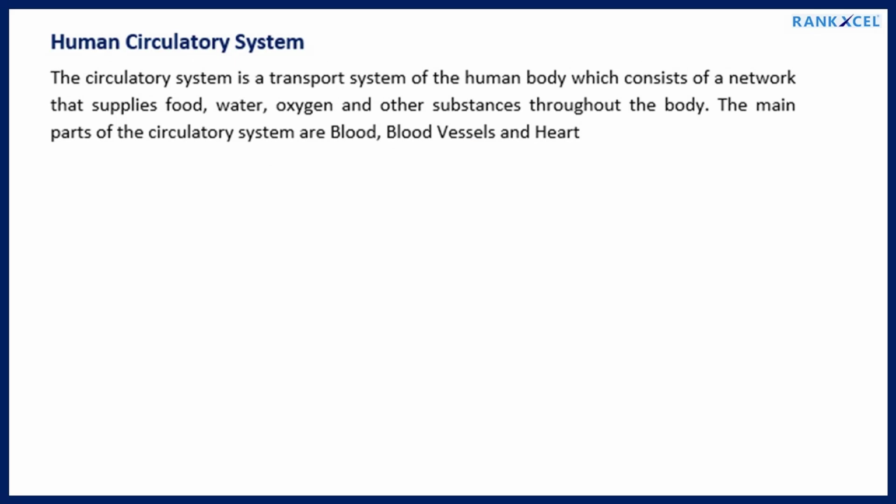Human circulatory system. The circulatory system is a transport system of the human body which consists of a network that supplies food, water, oxygen and other substances throughout the body. The main parts of the circulatory system are blood, blood vessels, and heart.